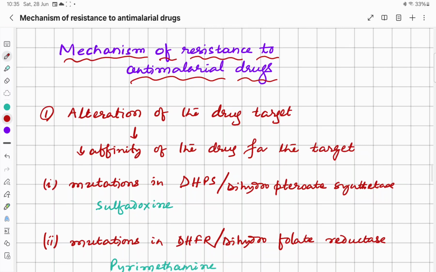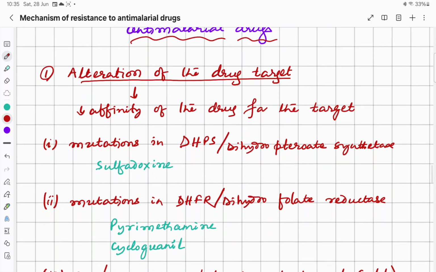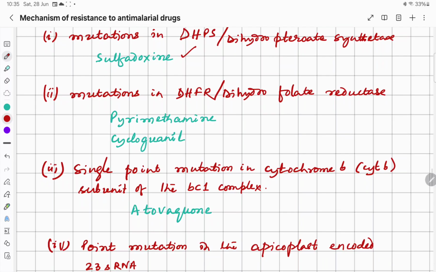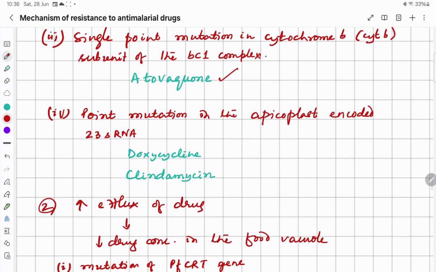So now we'll discuss the mechanism of resistance to antimalarial drugs. So the first mechanism can be the alteration of the drug target, so that the affinity of the drug for the target will decrease. For example, mutations in dihydropteroate synthetase cause resistance to sulfadoxine. Mutations in dihydrofolate reductase cause resistance to pyrimethamine and cycloguanil. And a single point mutation in the cytochrome B subunit of the BC1 complex, that is complex 3, results in atovaquone resistance. Point mutations in the apicoplast encoded 23S RNA cause resistance to doxycycline and clindamycin.